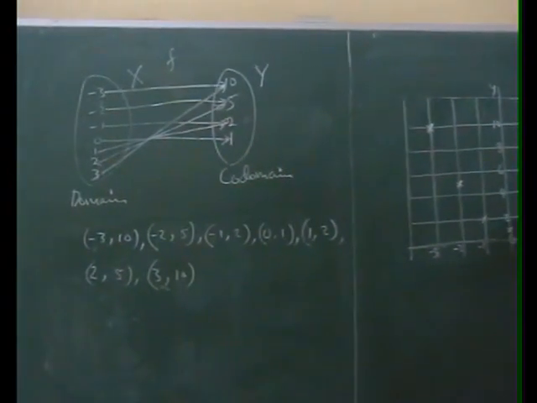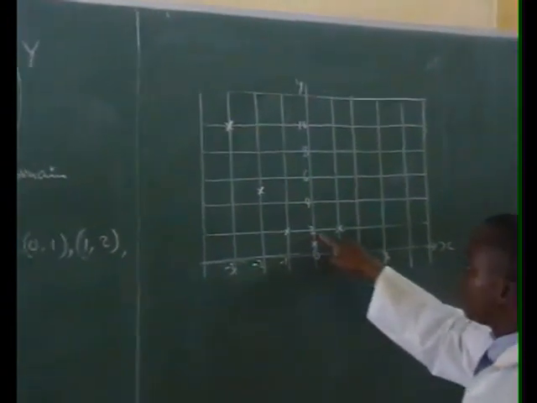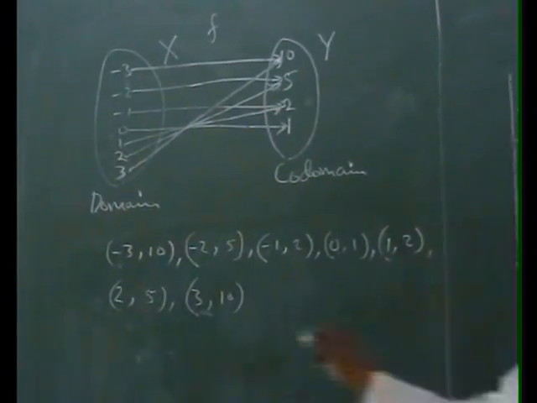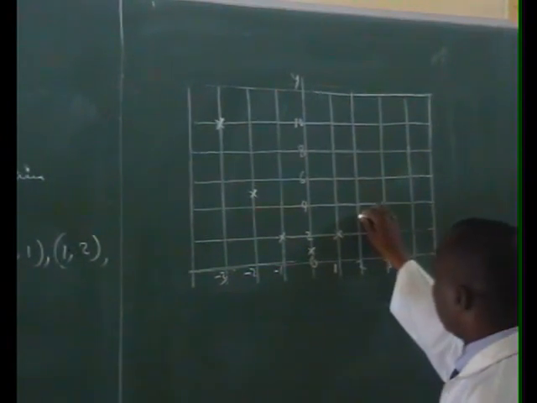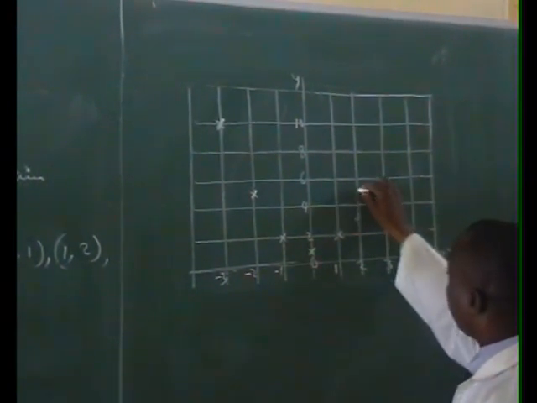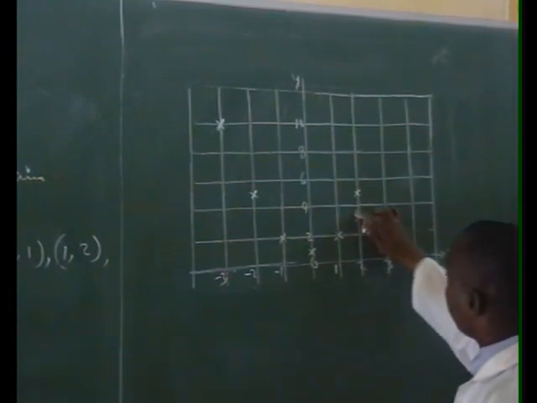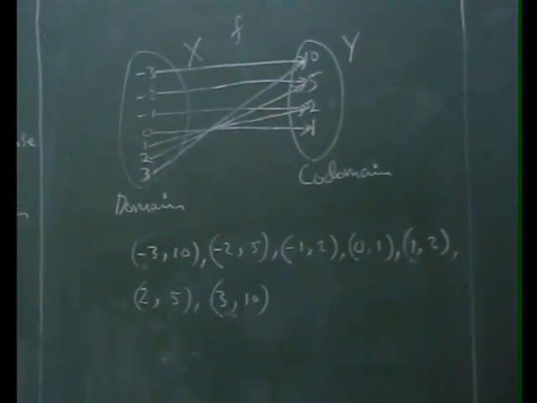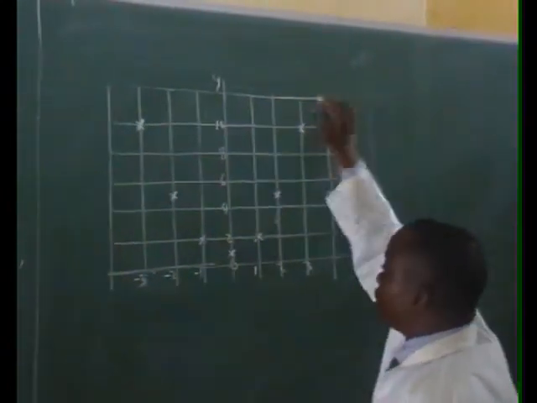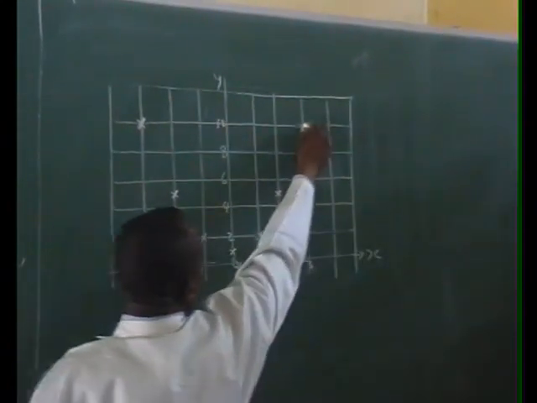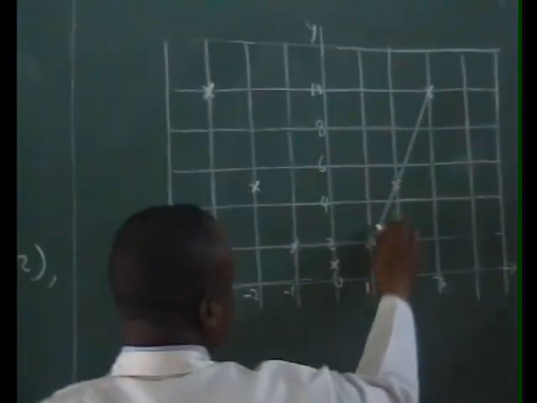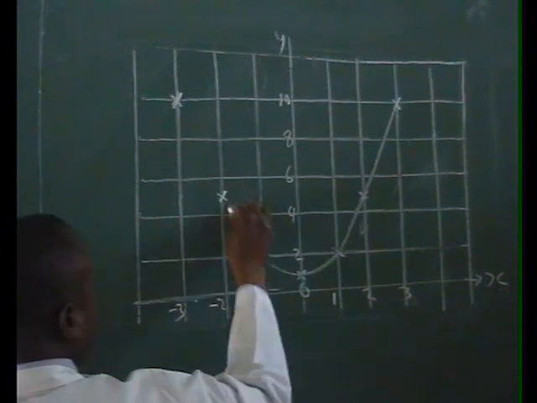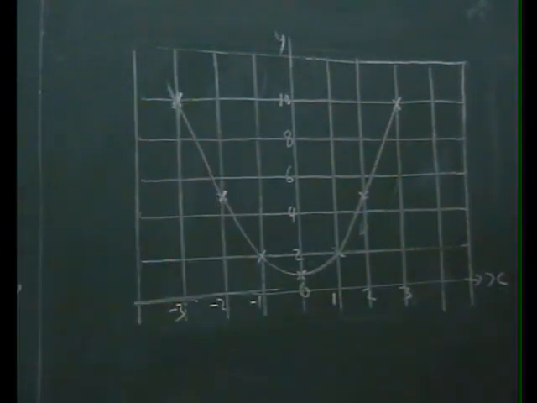So when x is 1, y is 2, which corresponds to the y-axis. And when x is 2, y is 5. So 5 will be somewhere here. Then when x is 3, we have that y is 10, so somewhere here. Alright. So we can now join these points. And then we have something like that.